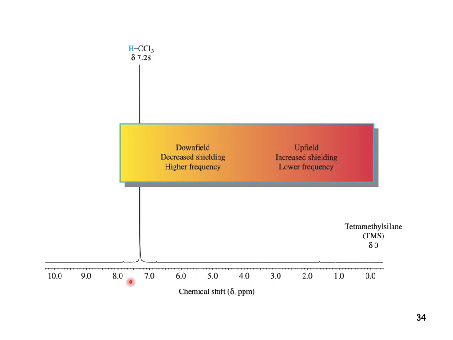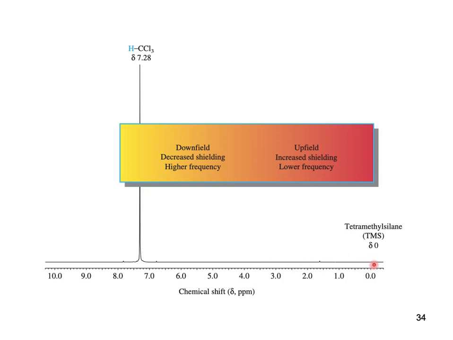This is just an overview of the NMR spectrum. The region near 0, toward your right-hand side, is designated as the upfield or shielded region, or low frequency. So this region is the low frequency region.